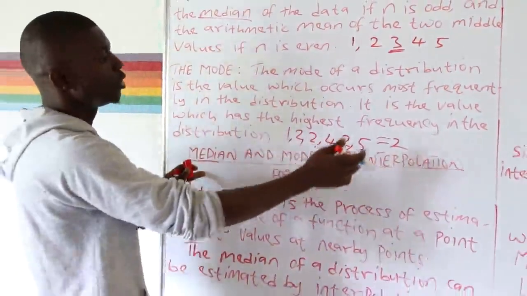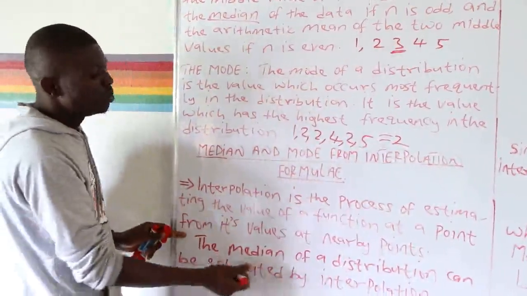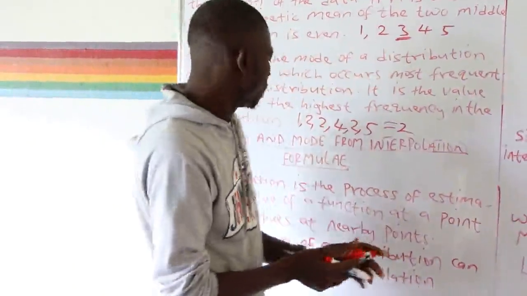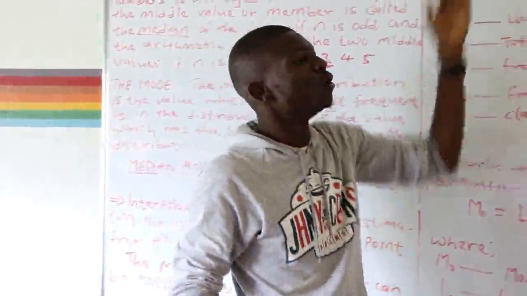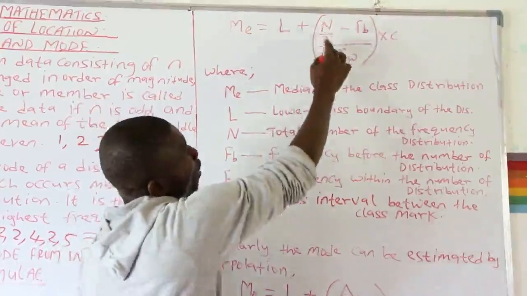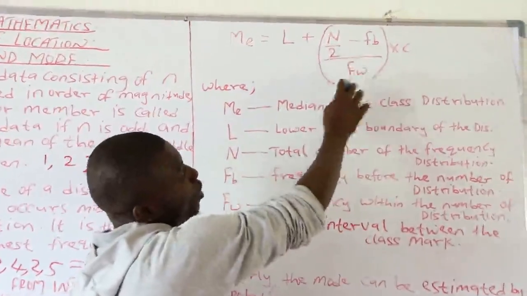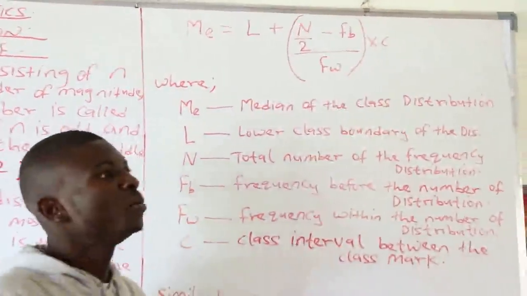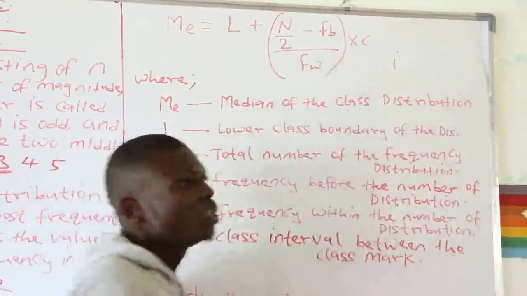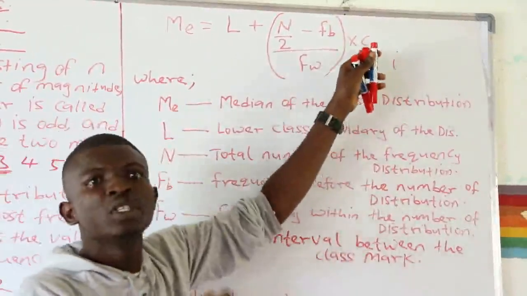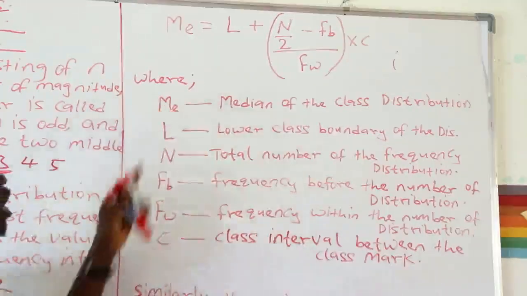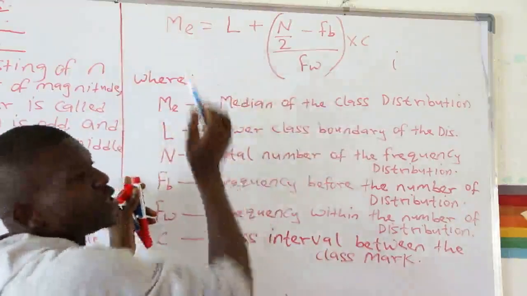Now let's move to median and mode from interpolation formula. The median of a distribution can be estimated by interpolation. So this is the formula for interpolation of a median: ME equals L plus (N over 2 minus FB) over FW, times C. In some textbooks they use C, and in some textbooks you may see h. Either you see h or you see C, they mean the same thing. It's just an alphabet. Now, ME means median of a class distribution.